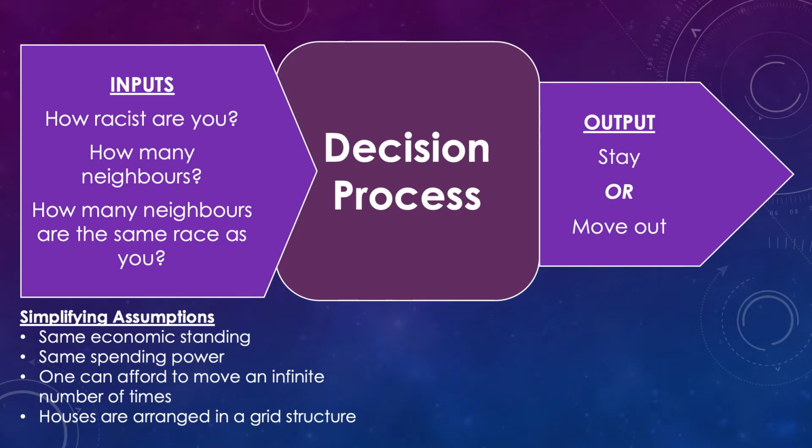Let's also assume that our agents can afford to move house an infinite number of times. And for the sake of this simulation, let's assume that our houses are arranged in a grid-like structure. The only thing that's left to do is our decision process. Let's work out how we would behave in this model in order to derive that algorithm, shall we?